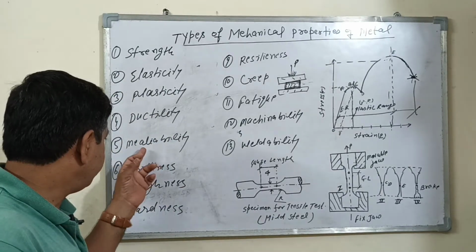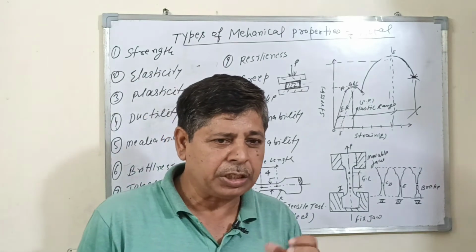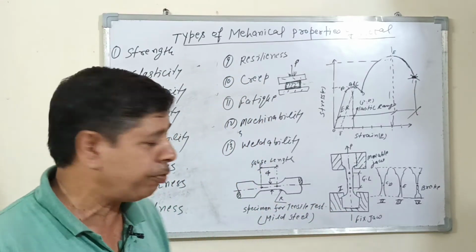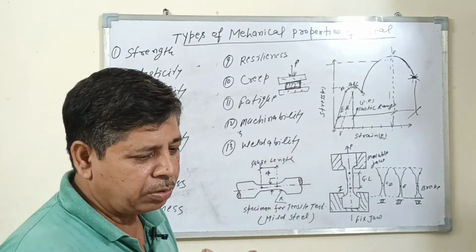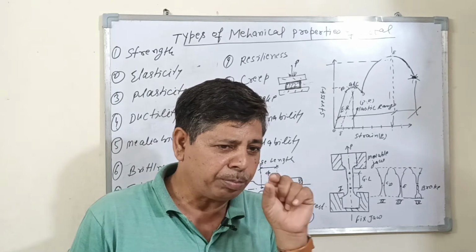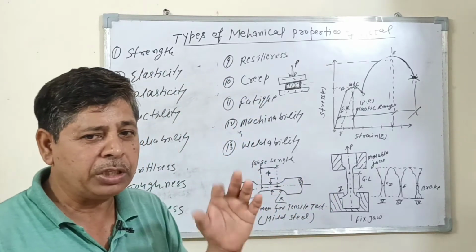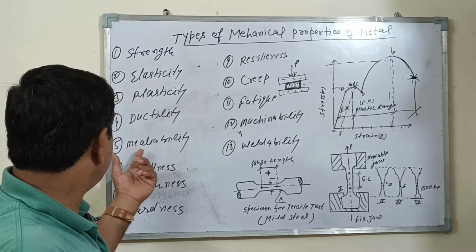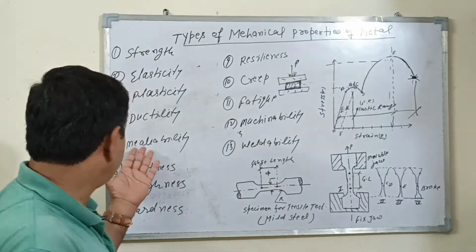Number five is malleability. It is the property of the material by which it can be rolled and hammered into sheet form. Malleability also depends upon the grain size of the material. If the grain size of the material is very small, you can say this material makes a very thin sheet. If the grain size is more, this type of material will make a thick sheet. Wrought iron, aluminum and copper are the best examples of malleability.